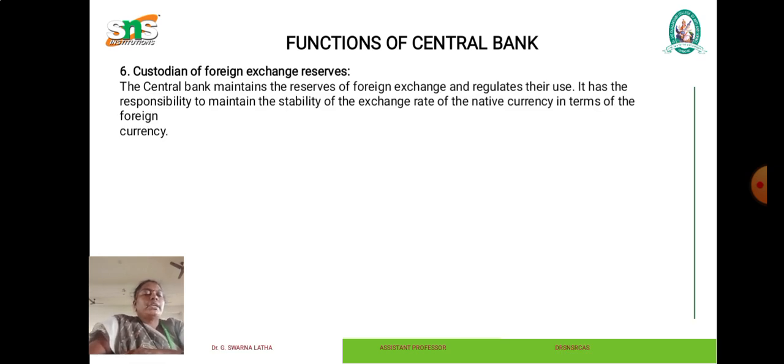Monetary authority. It enjoys supreme monetary authority with wide powers. No such power is enjoyed by the commercial banks. Profit motive: a central bank does not exist to make profits for its owners, but commercial banks are organized for profits for their owners.